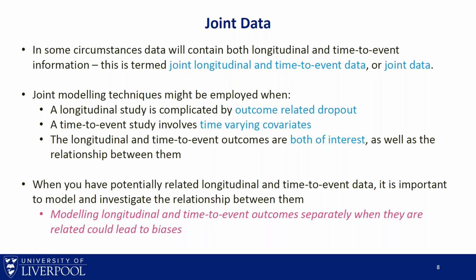The final category is when you have both longitudinal and time to event outcomes, which are both of equal interest. The hypertension example falls into this category. You might equally want to model blood pressure over time and also the time to cardiovascular event. Whichever category your research area falls into, whenever you have potentially related longitudinal and time to event data, it's very important to model them jointly. It not only allows you to investigate the relationship between the two, modelling them separately could lead to biased results.